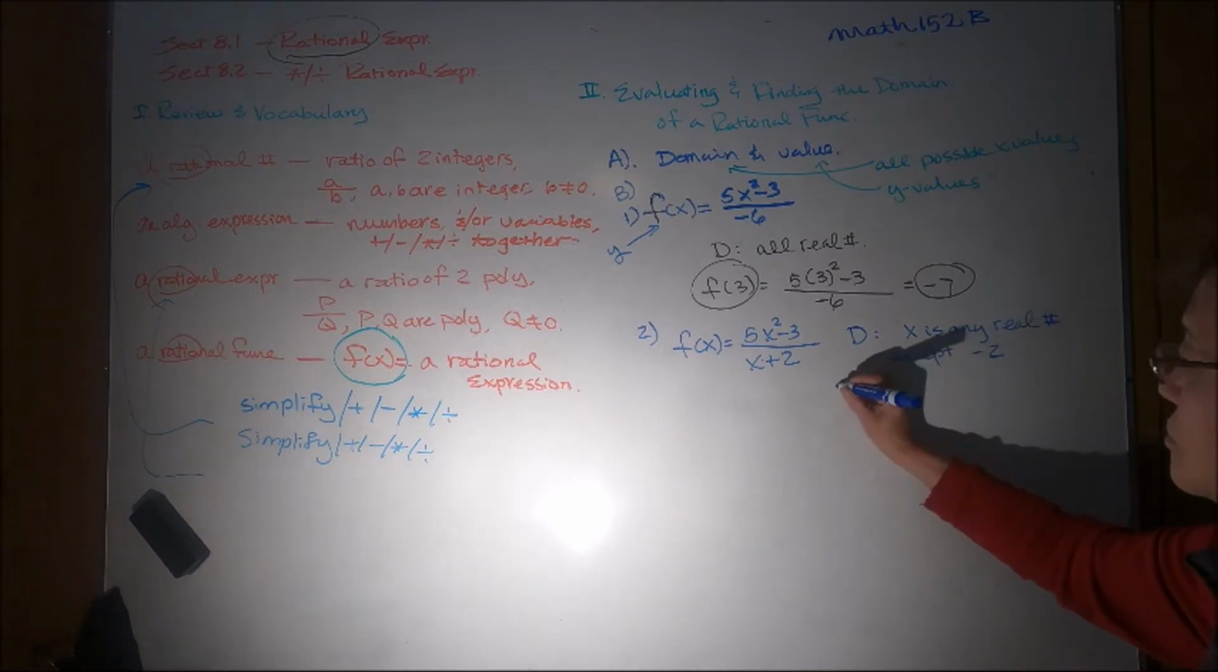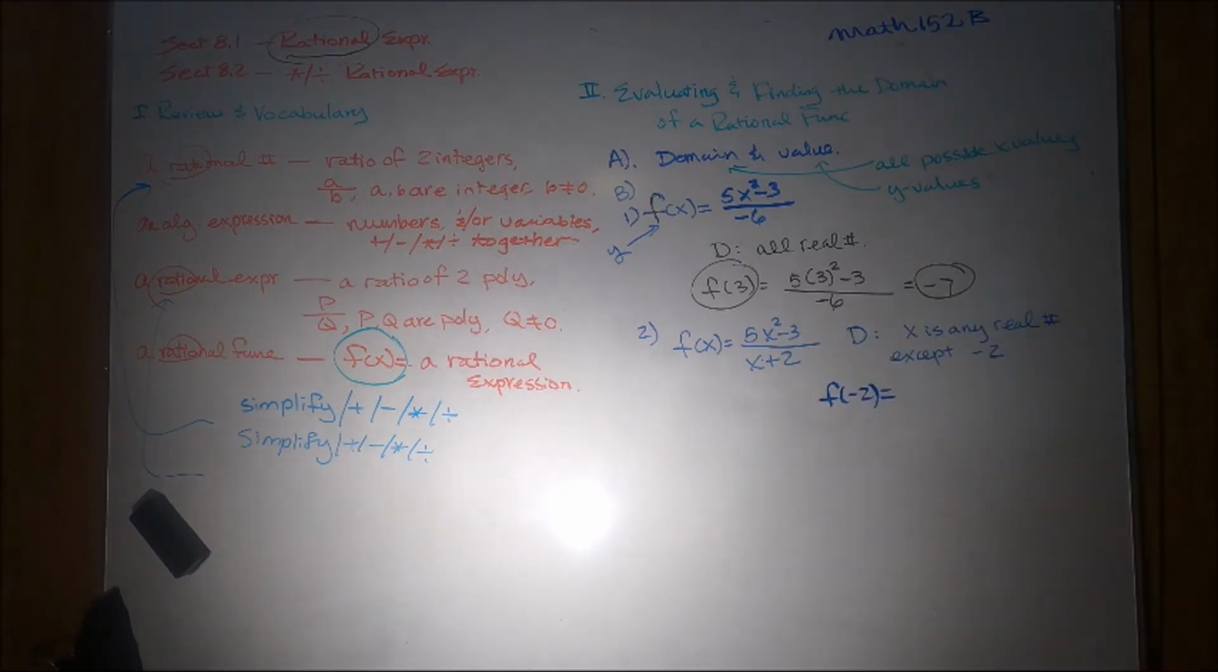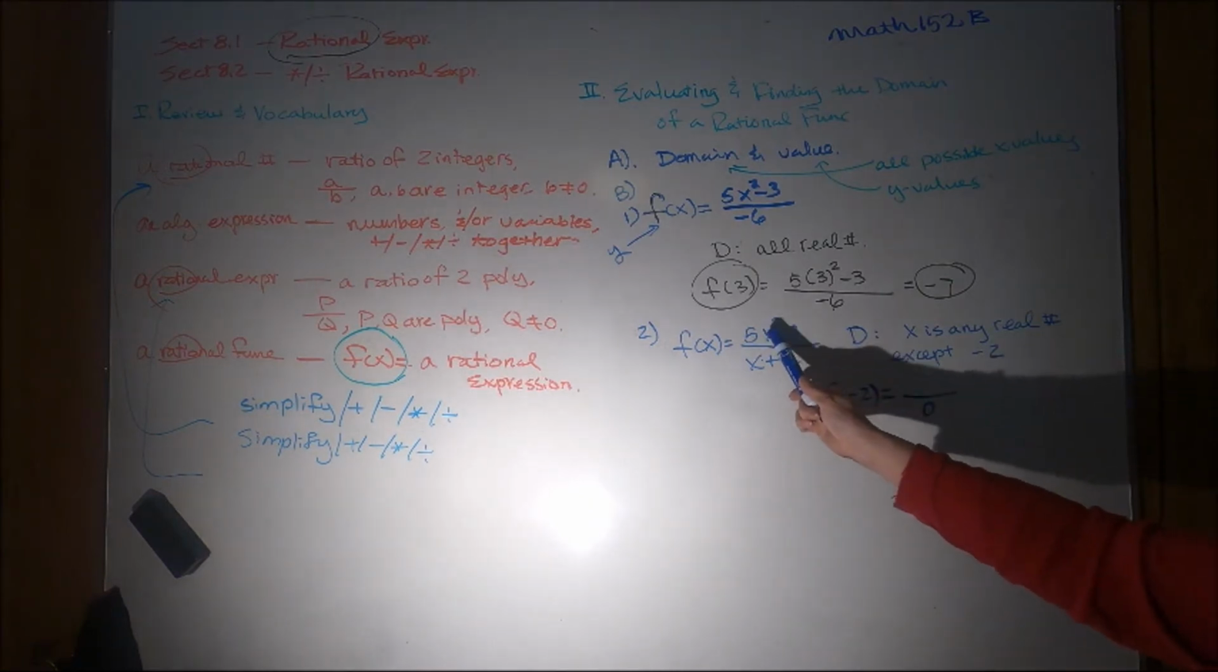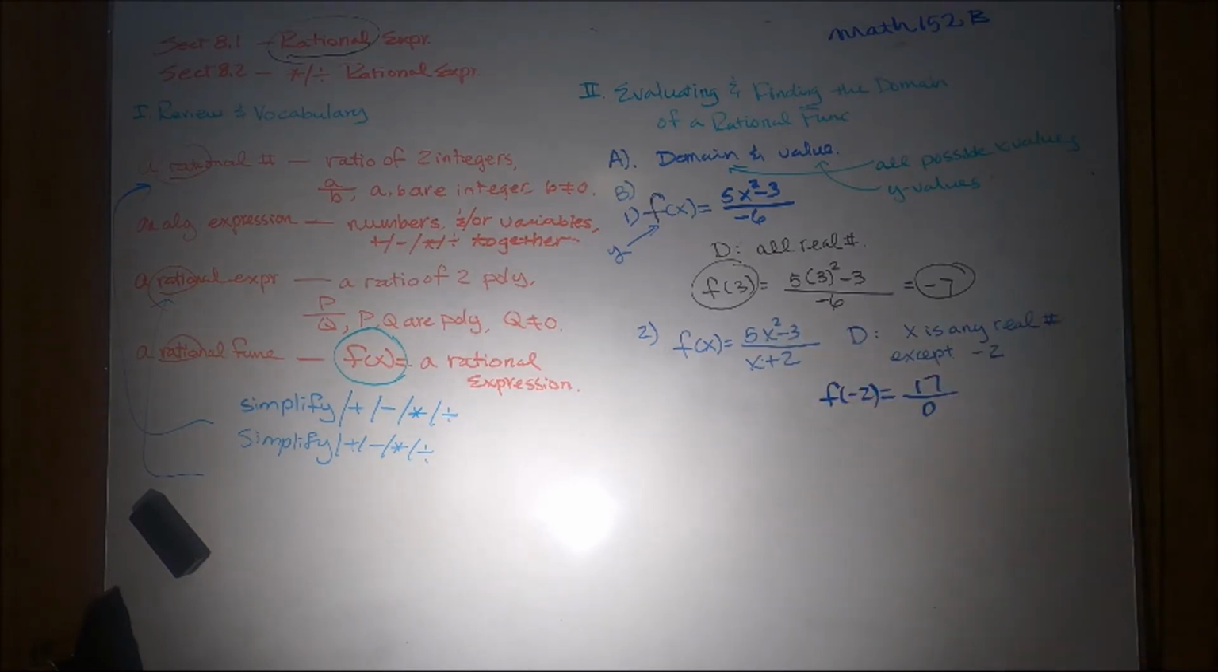If we ask you what is f of negative 2, so you plug in, then you make the denominator 0. And up here, negative 2 squared is 4, 20, 17. Can we do that? No. So you can say, okay, because the denominator is 0, usually we say undefined or doesn't exist. Either way is fine.